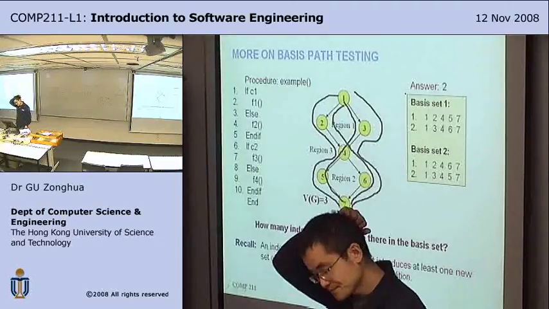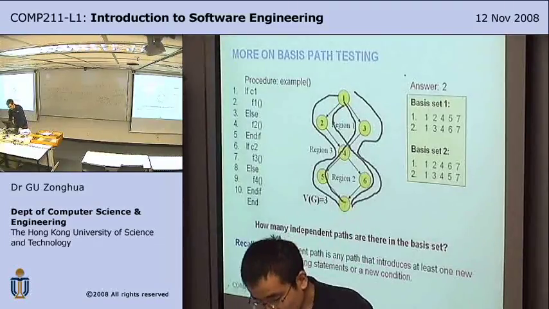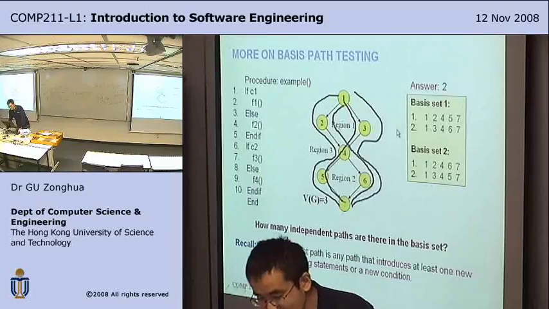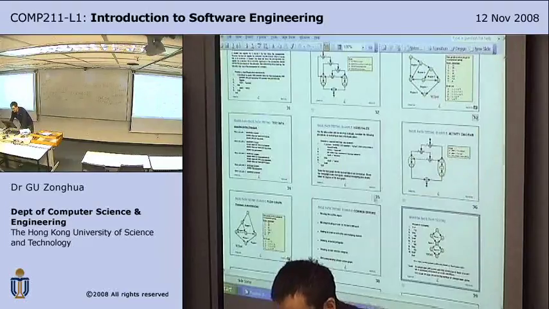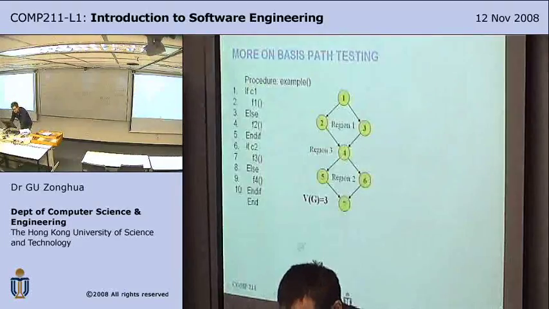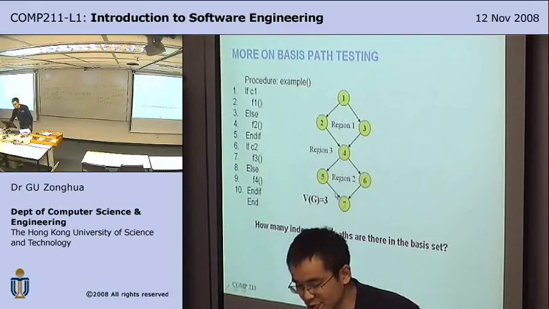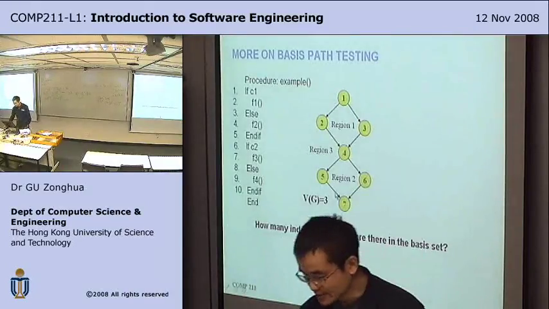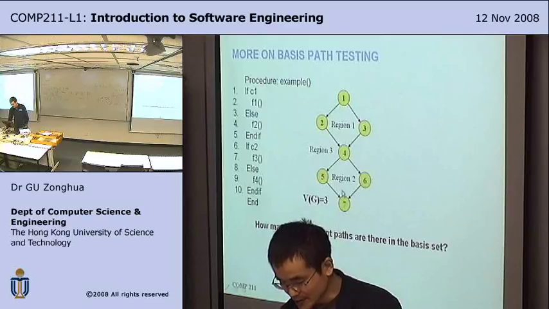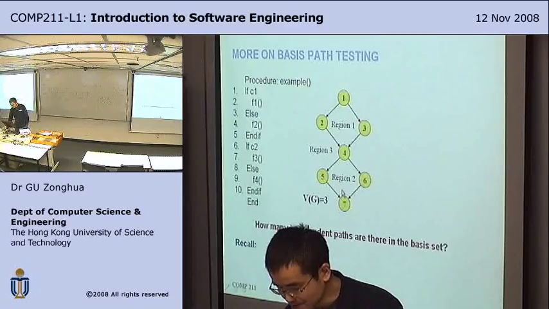So as we said, the cyclomatic complexity is the upper bound on the number of independent paths. So it doesn't necessarily have to be equal to. So in this case, you happen to have 2 independent paths, but not 3.